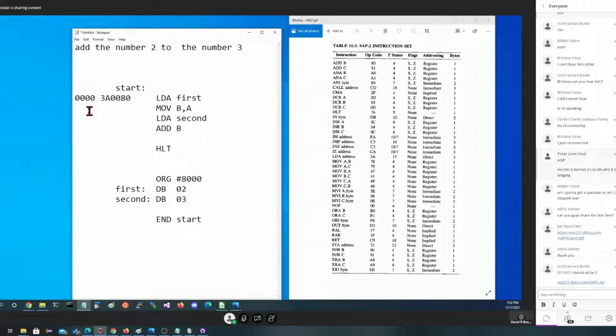So what's the address of the next instruction, Robert? 0001. I'm not so sure about that. That's where this byte is. Oh, would it be 0081? No, that's way down, that's here, where second is. Anybody want to help him out?